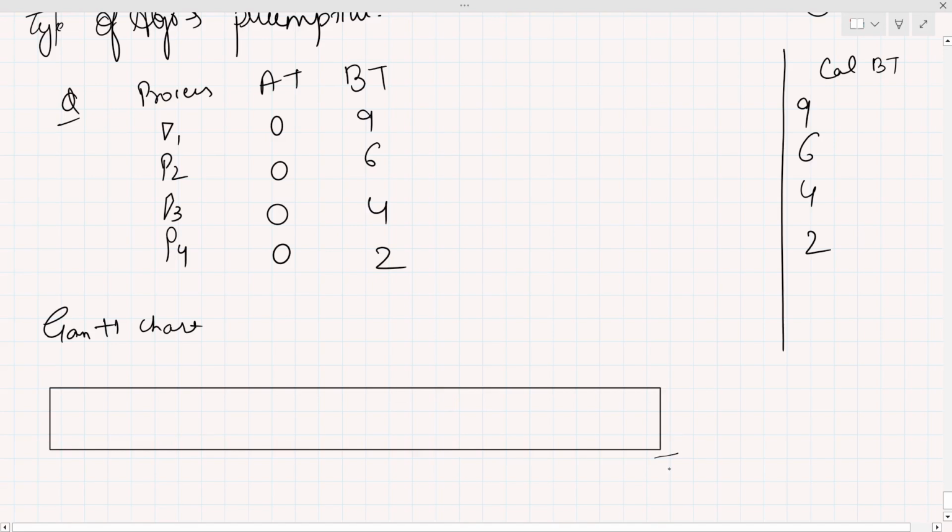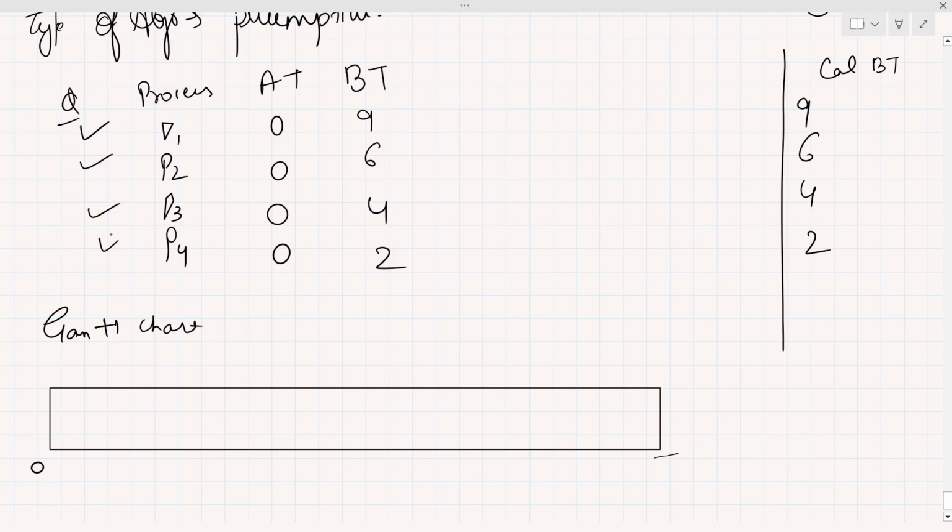Now let's create a Gantt chart. Initially the arrival time is 0. A Gantt chart always starts from 0. This is a very important thing you need to understand: you cannot start from any particular number, you always start from 0. Now at 0 all four processes are available: P1, P2, P3, P4.